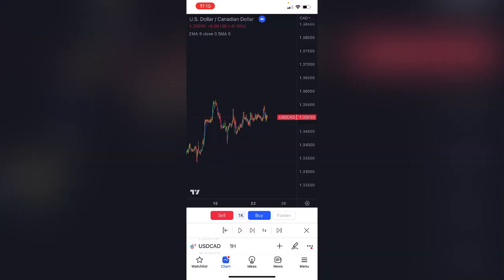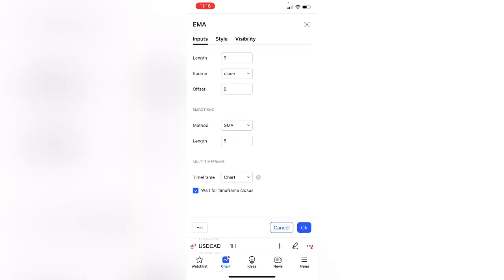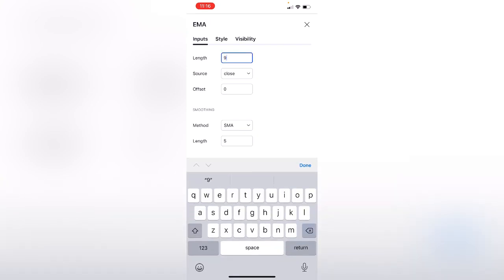Then we're going to want to come out of that, click up here, up to this top right area where it says EMA 9 close, SMA. We're going to want to hit that and then press the little settings button. So what we're going to want to do is first of all change the length from 9 to 50. Now what this does is it takes the last 50 candles and gives you an average price.